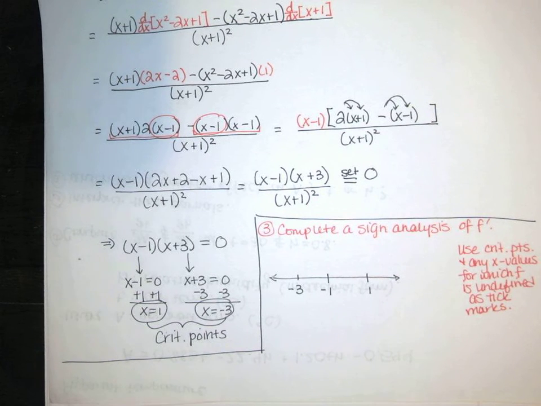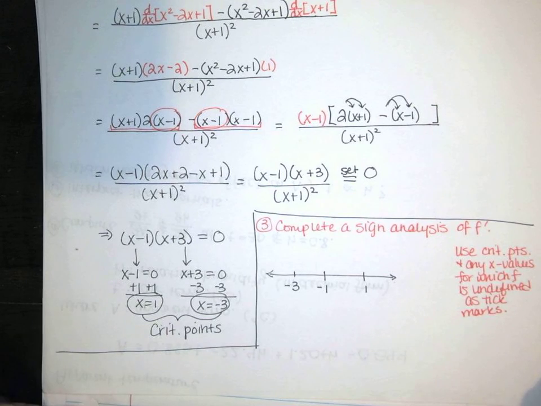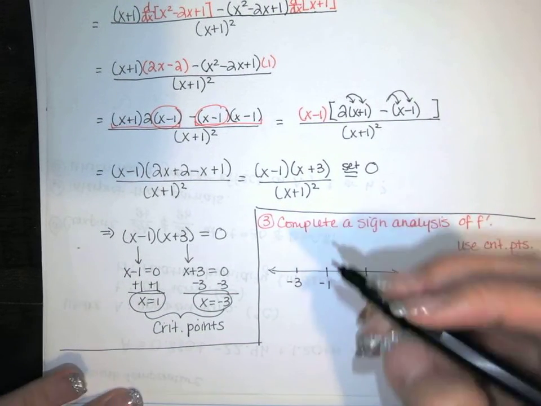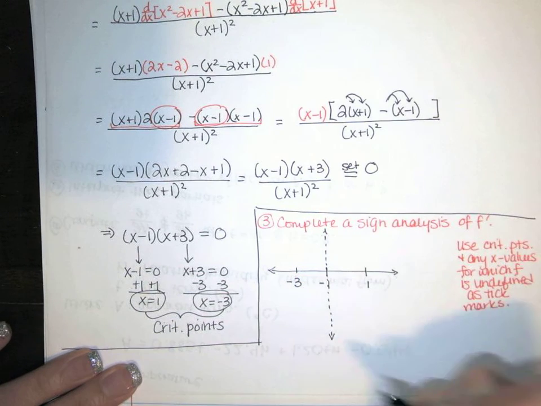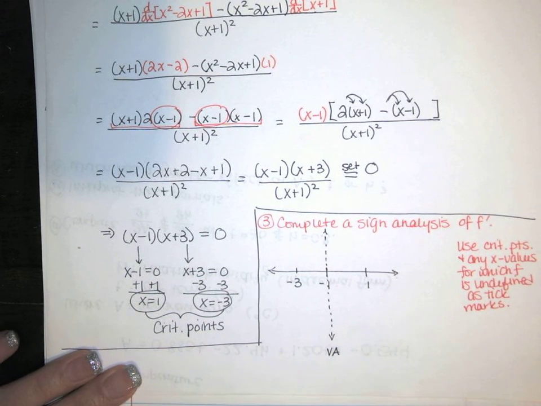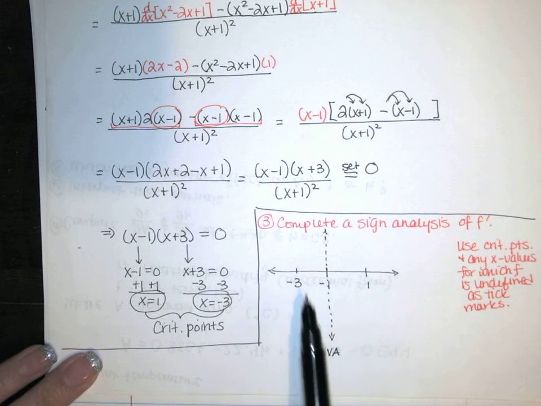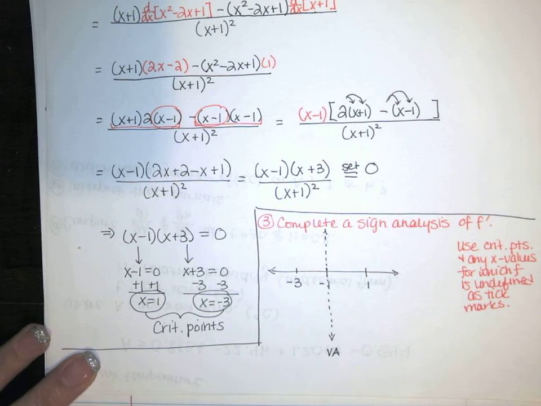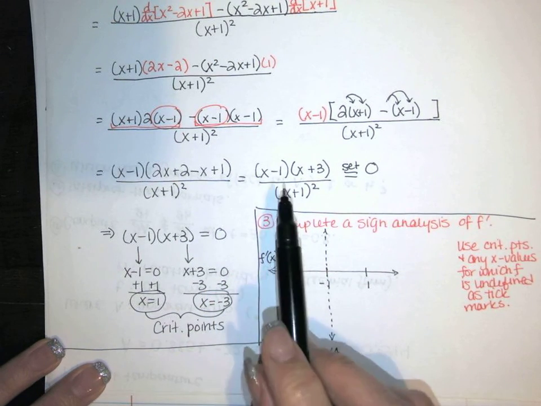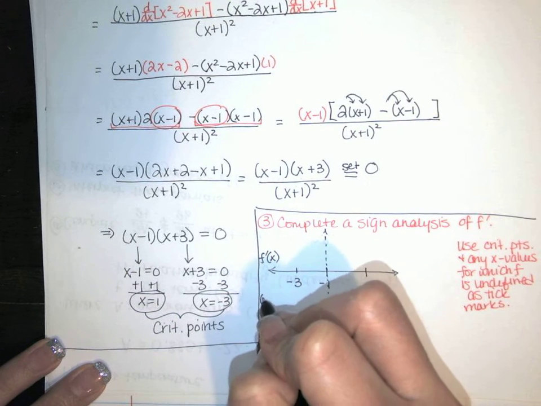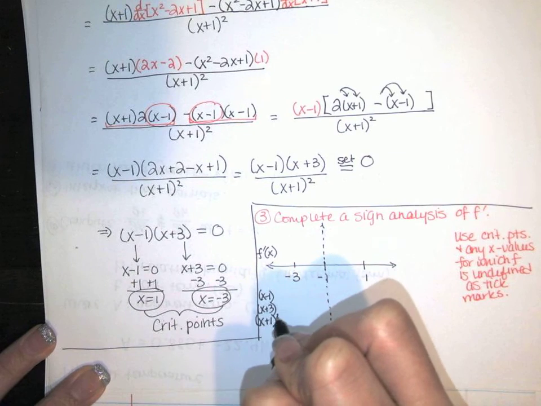So actually I have 4 intervals, but I want to be very clear that -1 is not a potential min or a max. It's an asymptote, so I'm just going to draw this asymptote here just to remind myself that there's a vertical asymptote at x equals -1. Okay, and after we've put our critical values and our asymptote on the number line, then we'll put the factors of f prime down here. F prime was x minus 1 times x plus 3, and then it was divided by x plus 1 squared.